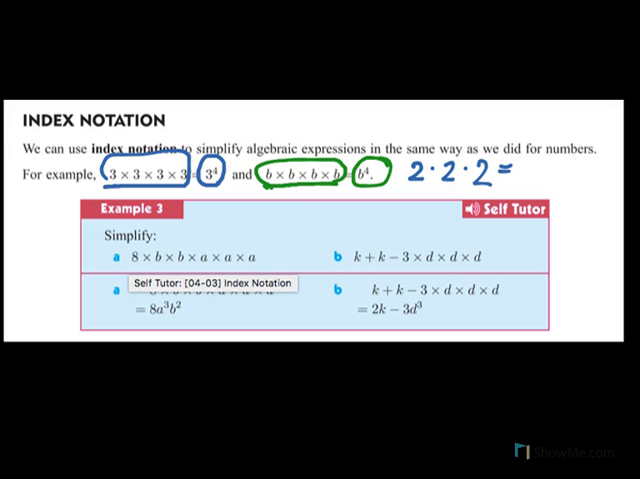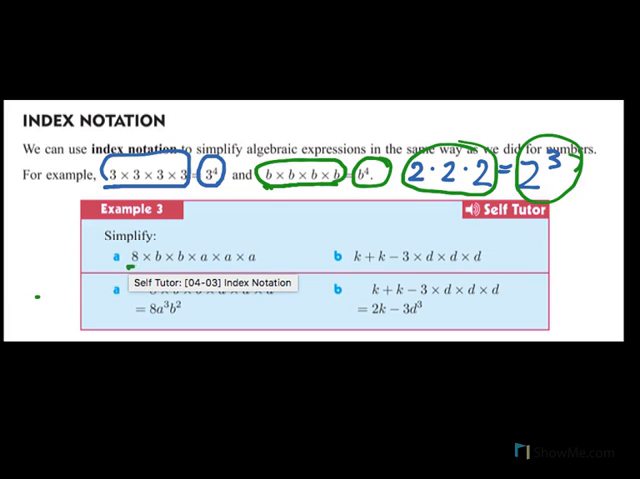2 times 2 times 2 actually equals 8: 2 times 2 is 4, 4 times 2 is 8. So this equals 8. This also equals 2 to the power of 3. There are 3 2's that are multiplying together, and so that's the same as 2 to the power of 3. All right, and so here they have some examples.